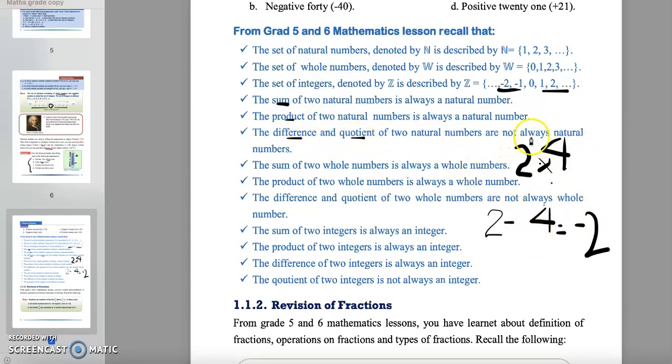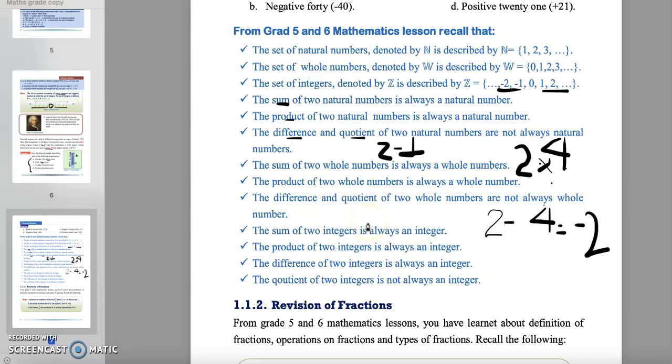But this doesn't mean we don't get any natural number if we divide or subtract two natural numbers. For example, we can take 2 minus 1. 2 minus 1 is 1, right? So 1 is a natural number. So it doesn't mean we never get a natural number. Of course we get natural numbers, but not always. We also get integers and so on. We can even get rational numbers as well.